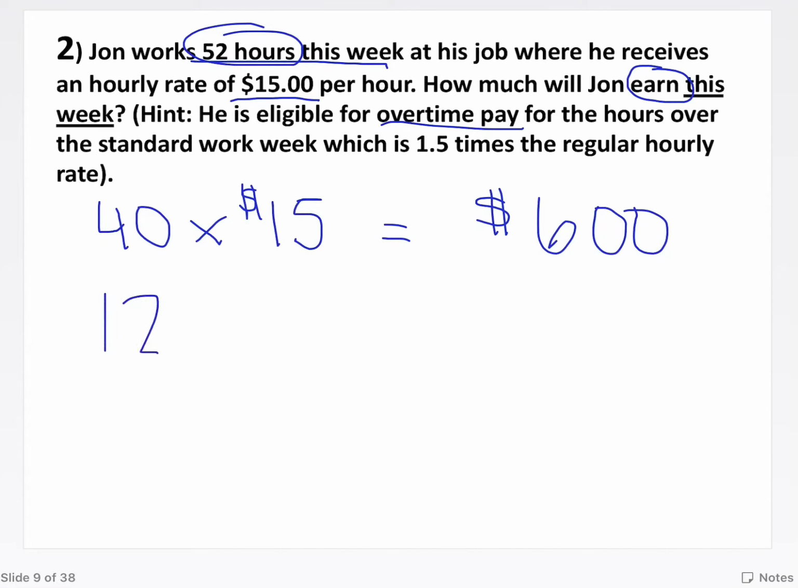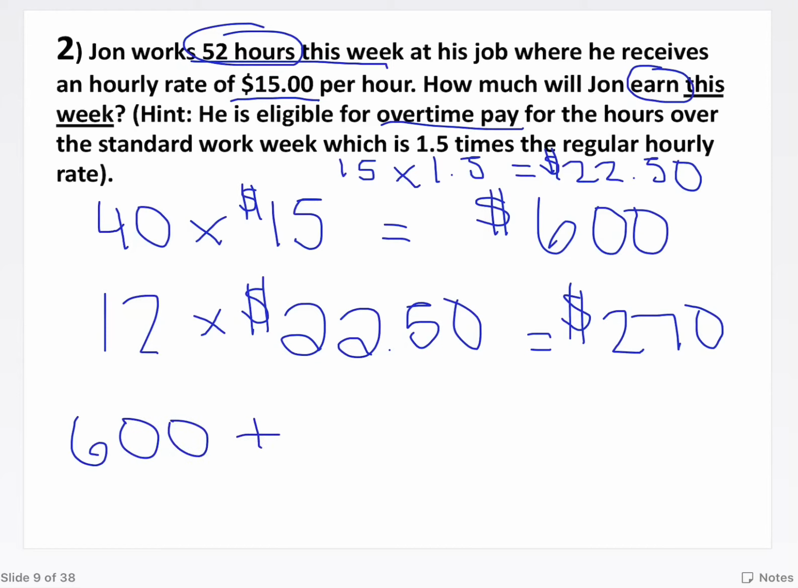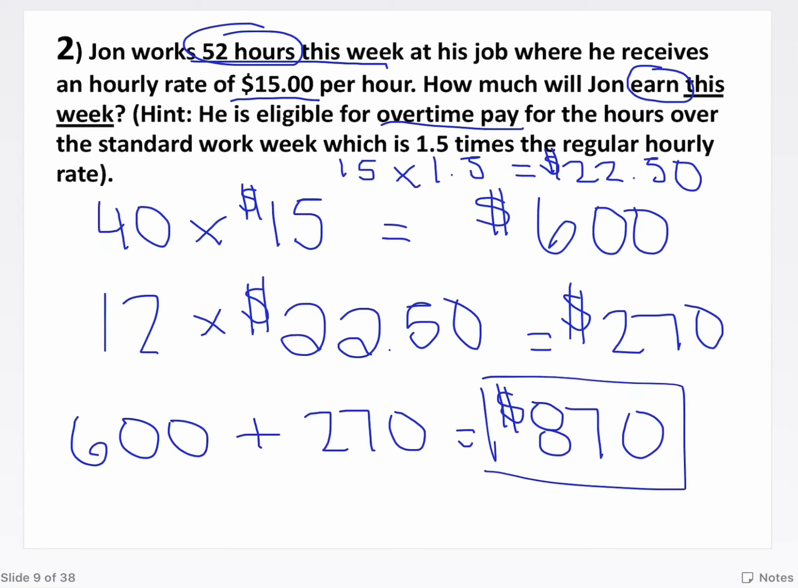The 12 hours that he worked beyond that standard 40, he's going to get 1.5 times his pay. So $15 times 1.5 is $22.50. Sorry, the writing on this is not great. So his overtime rate is $22.50, but that only applies to the 12 hours that are above 40. That works out to $270. So we add those up together, and that is $870. So his gross earnings is $870 for that 52 hours of work.